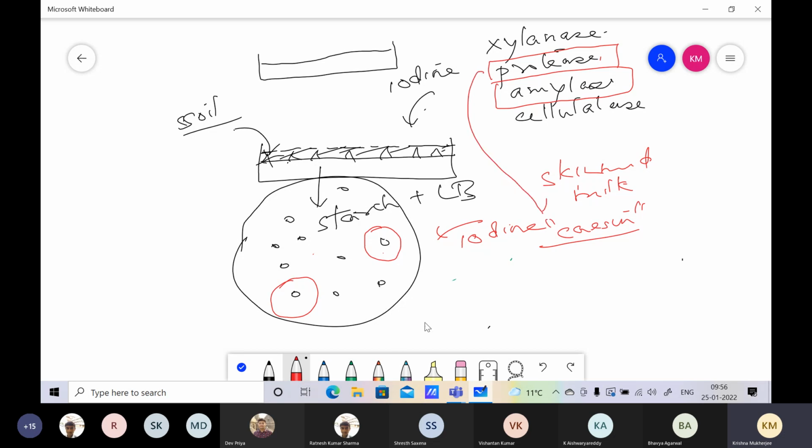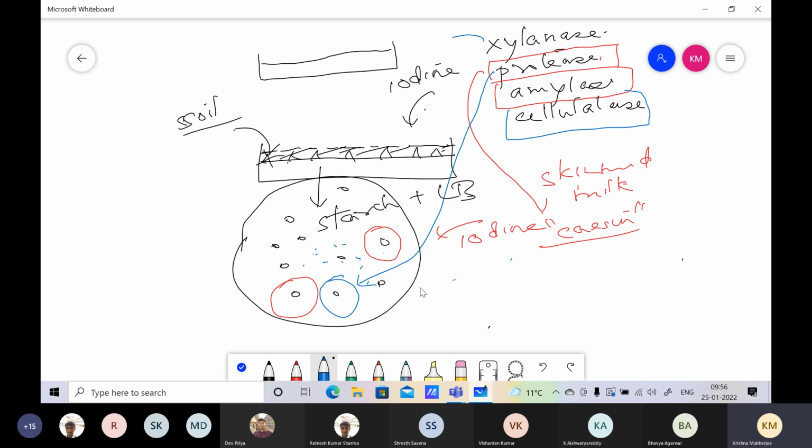And so you would see, I'm putting it in a different color. You will see a clearance zone because the casein gives a very cloudy color to the plate, and clearance zones tell you that protease has been produced. For xylanase, you will add xylan and look for clearance zones after adding an appropriate dye which binds with xylan. For cellulase, you will add cellulose and Congo red. These both use Congo red. So these are various strategies that you use to select for proteins.